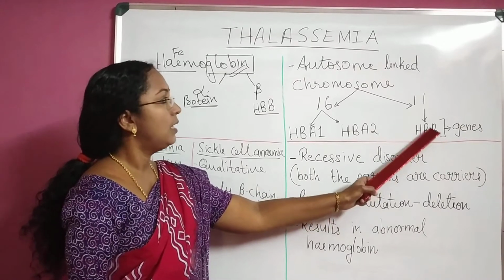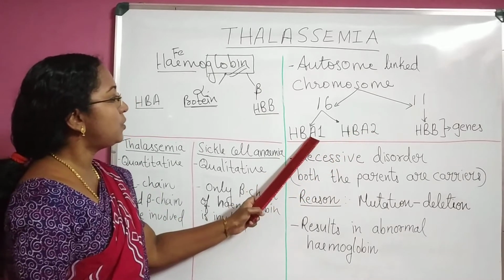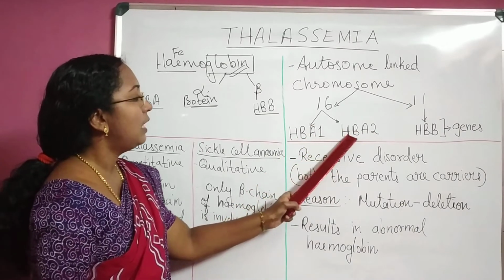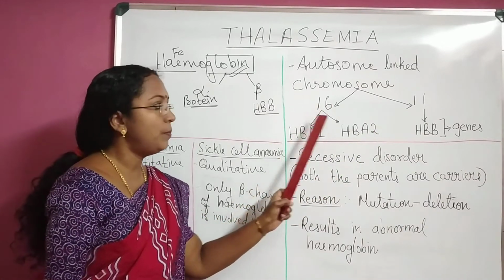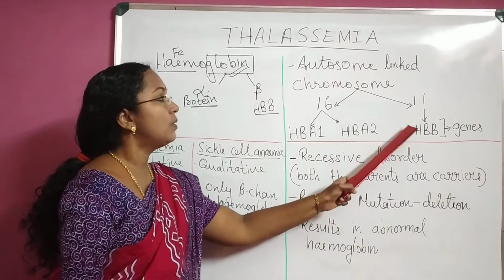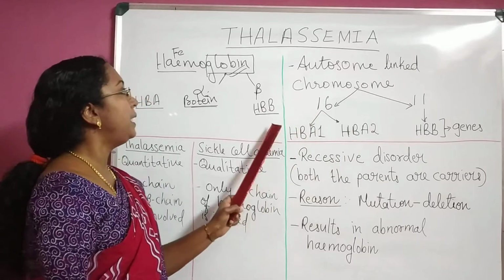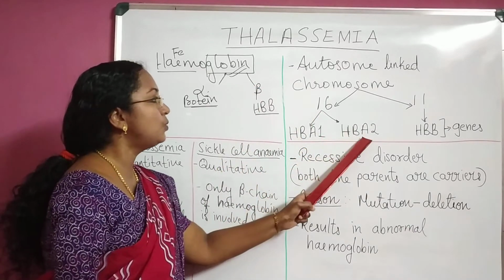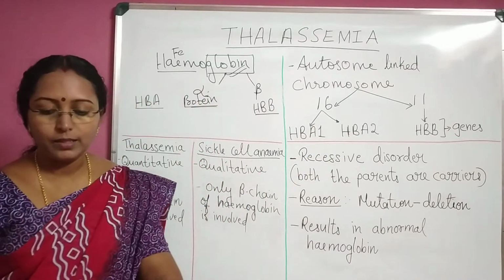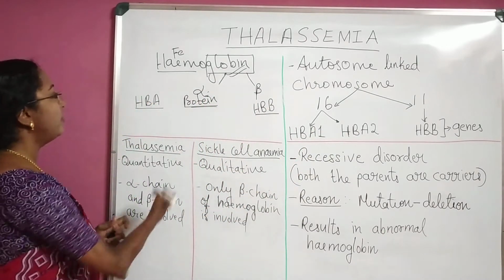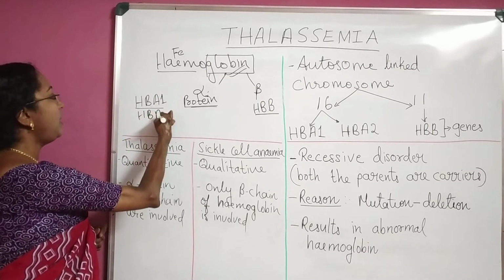hemoglobin beta, is present in chromosome number 11, and the genes HB alpha 1 (A1) and HB A2 are in chromosome number 16. So from here you can understand that there is only one gene responsible for the production of beta globin, but there are two genes responsible for the production of alpha globin. So for alpha globin you have two genes. They are named HBA1 and HBA2.